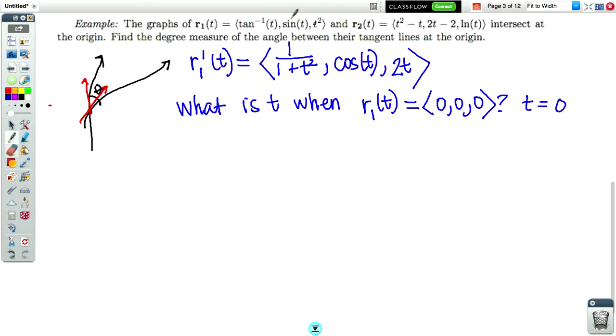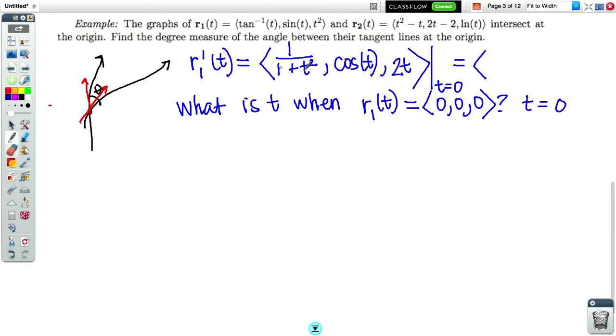t has to be 0. And you can verify also sine of 0 is going to give us our second component of 0, and inverse tangent of 0 is also 0. So our parameter value t equals 0 is what gives us the origin here. And because of that, what I would like to do on this tangent vector is not just find a function for a tangent vector. I would specifically like to find the value of this tangent vector, the particular vector at t equals 0, because that's going to be the tangent vector to the function at the origin.